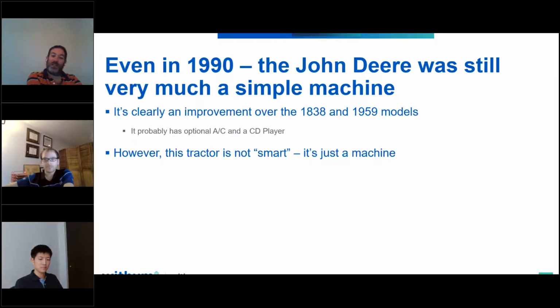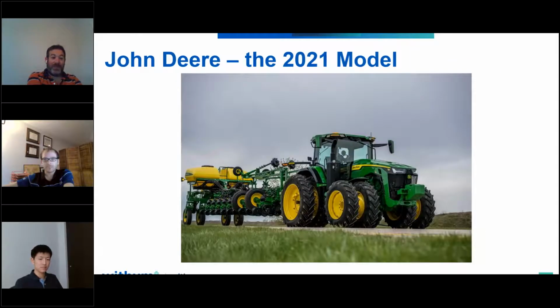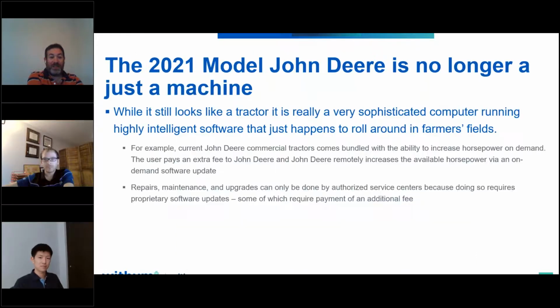Okay, so let's jump forward now to the future. This is a 2021 model. It has all the bells and whistles. Moving on to the next slide. So while it looks like a tractor, in reality, the machine that you just saw is a very sophisticated software-enabled computer that rolls around in a field.